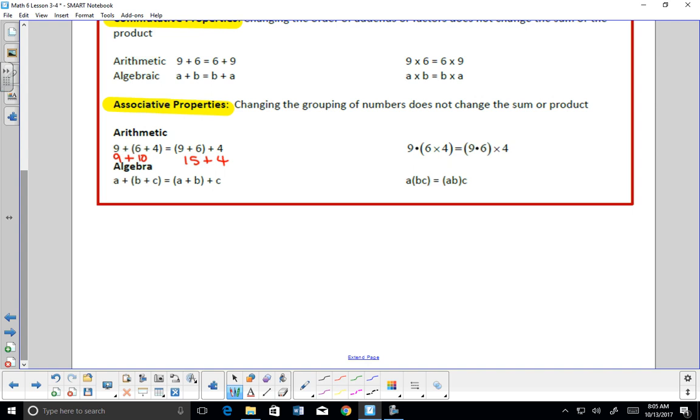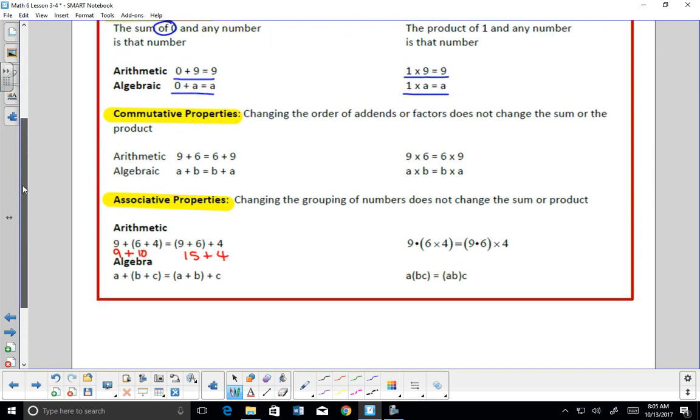That was my grouping. That's called the associative property. It works the same with multiplication. I can take 9 times 6 times 4 and make the 6 times 4 be the first multiplication, or I can take the 9 times 6 and make that the first multiplication and then multiply that by 4. That is the associative property. You will use these properties extensively throughout your algebra career, so the sooner you understand these three properties and can commit them to memory, the happier you will be.